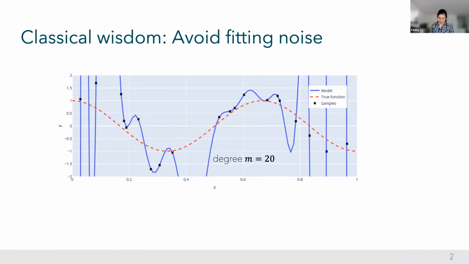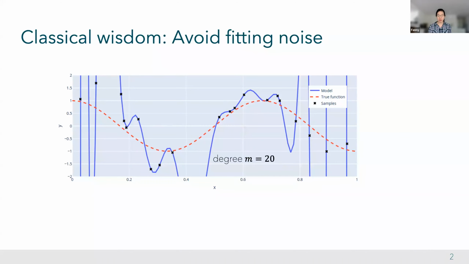Assume you want to recover a ground truth function, in this case the red dashed line, given only noisy samples, which are the black crosses. Assume you have a very flexible function class to fit these data points, especially if you can fit them perfectly. What you don't want to do is fit all the points perfectly. This is classical wisdom. The reason is that in this case we have a polynomial of very high degree, so this blue function, the final model, would be very far off from the true function, that is the red line.